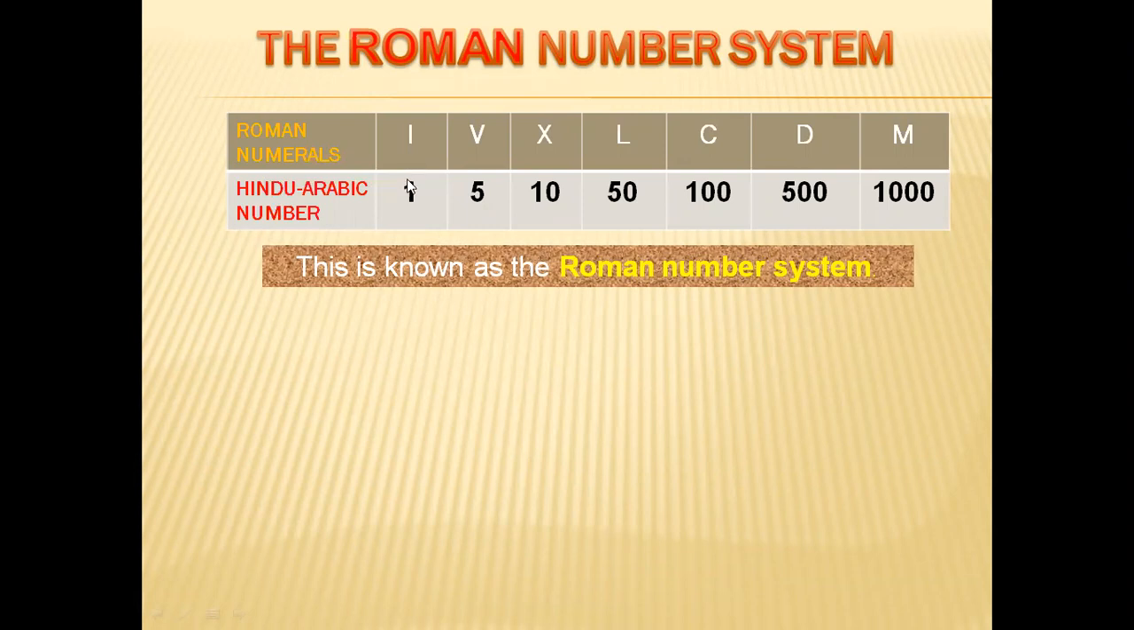See this I, it represents 1. V represents 5. X represents 10. L represents 50. C represents 100. D represents 500. And M represents 1000. Okay, these are the 7 alphabets. They represent Roman numerals and Hindu-Arabic numbers. This system is called the Roman number system.